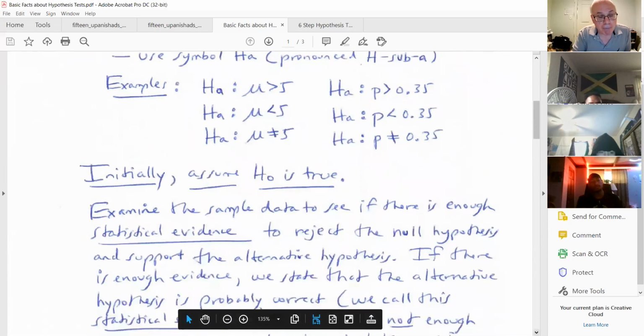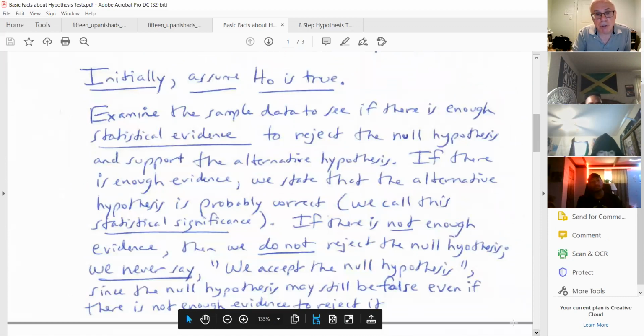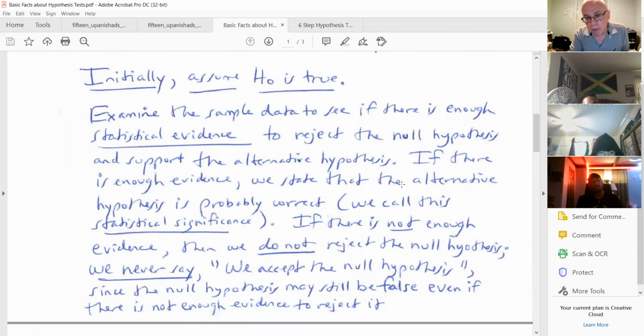Once again, we assume the null hypothesis is true until we have enough evidence to think that it's not. In general, what the hypothesis testing procedure that we're going to learn does is take the sample data, either the sample mean or the sample proportion, and see if there's enough statistical evidence to reject the null hypothesis and support the alternative. That's the way we usually say it. If there's enough statistical evidence, we state that the alternative hypothesis is probably correct.